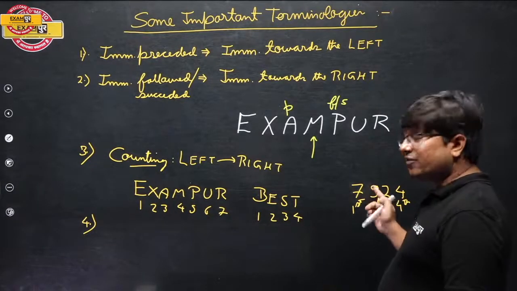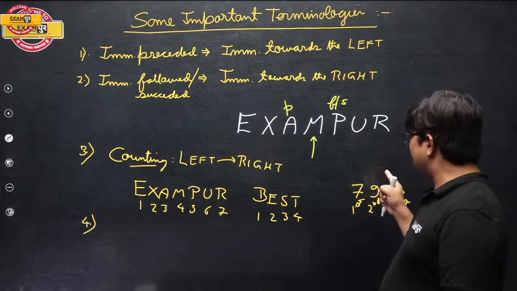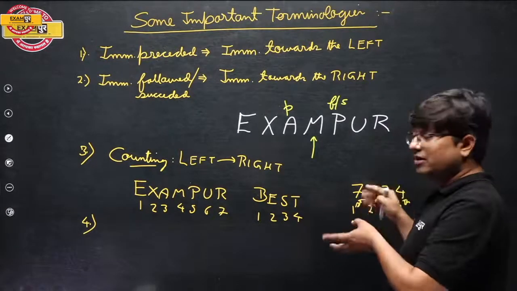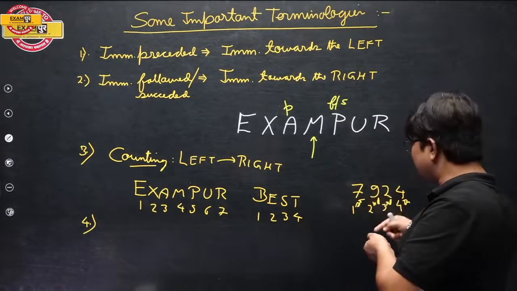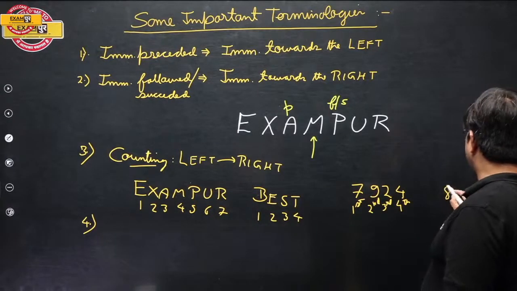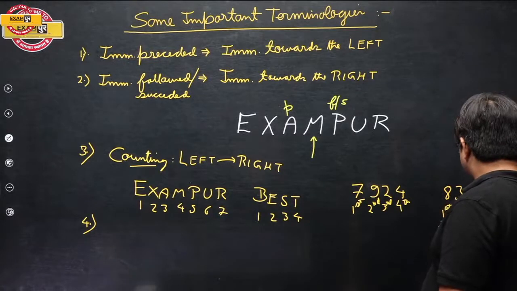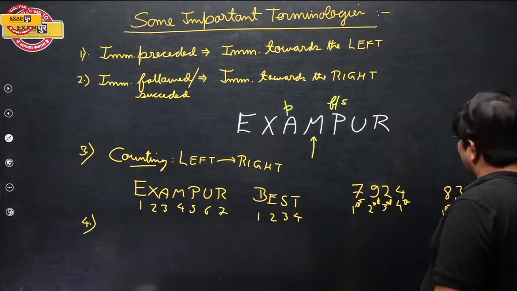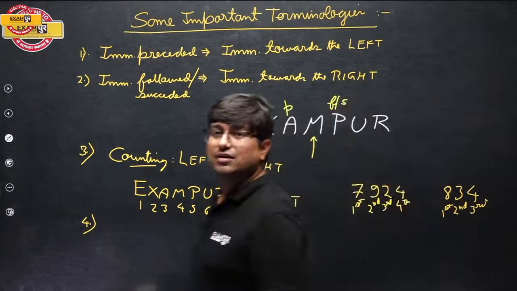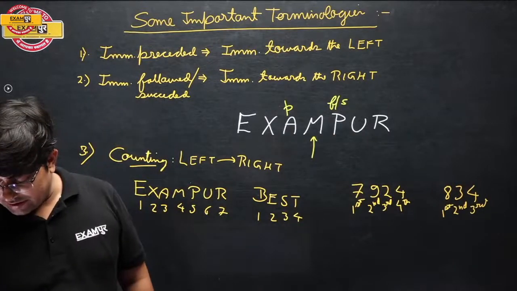Do not get confused with units place, tens place, hundreds place, thousands place. It is as usual. But when we count first, second, third, fourth, it is from left to right. Similarly, if I write 834, first digit, second digit, and third digit, it is from left to right. All right, everyone? Getting it?